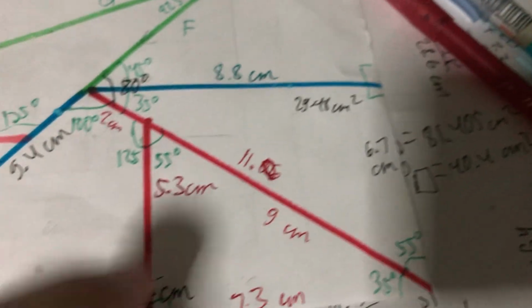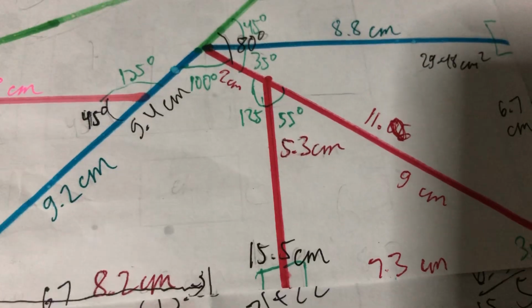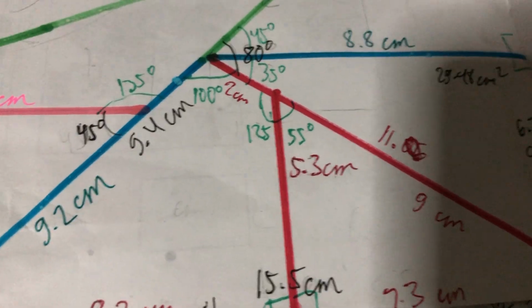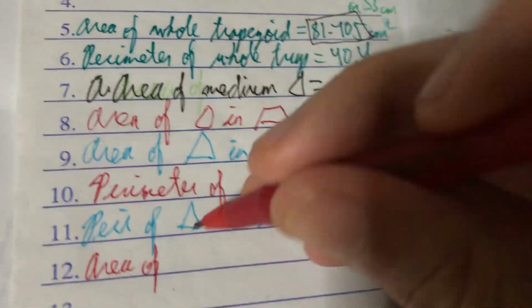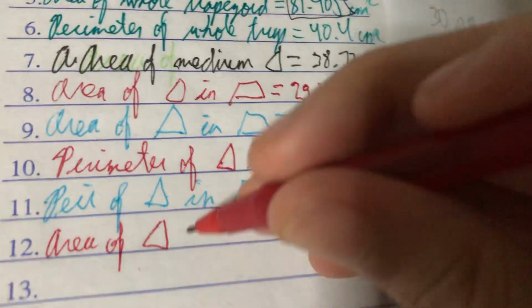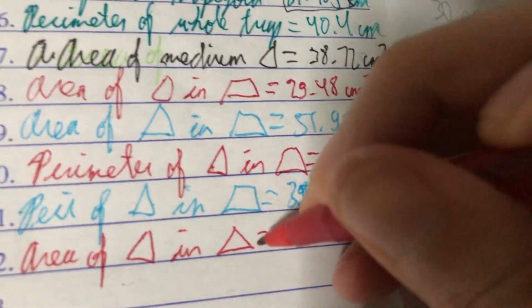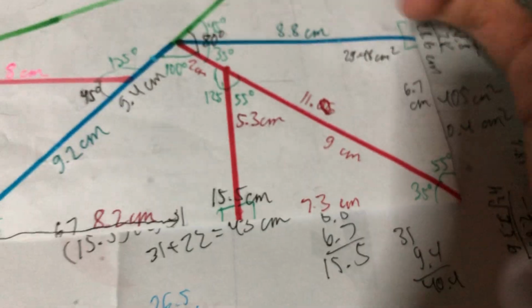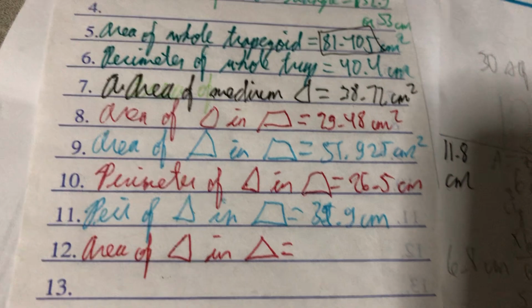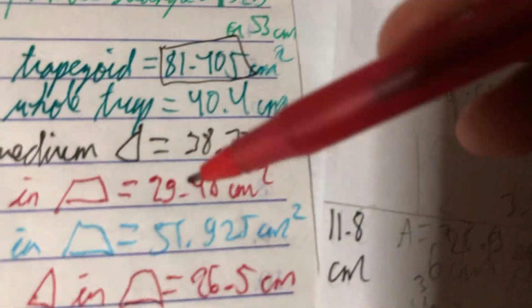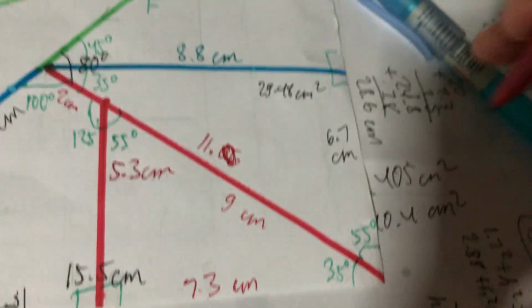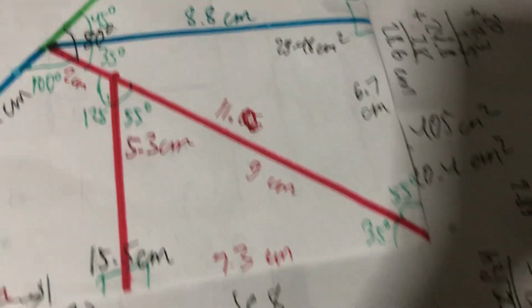Now let's solve for the perimeter of this right triangle in this one. Okay? So let's write it muna. Area of right triangle in this one. Remember, the area of this entire triangle is, ano yung area? Ano yung area ng right triangle in a trapezoid? This triangle in trapezoid, it's here. And then the area that we got a while ago, 7.3 times 5.3.